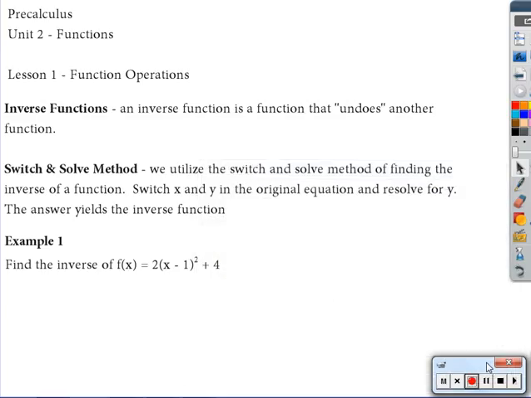Okay, so function operations. Some of this would be review from Unit 0. However, we are going to learn about a new operation. But first, let's review inverse functions. An inverse function is a function that undoes another function.